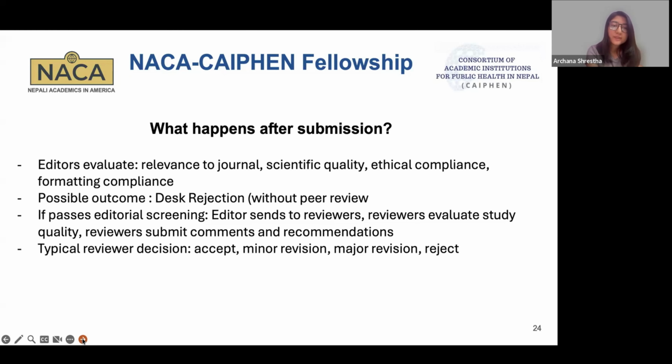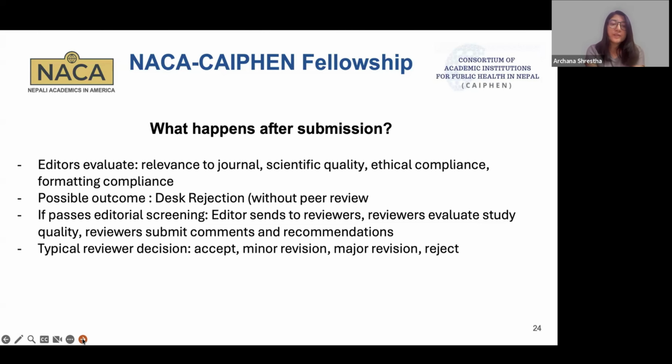Yeah, the possible outcome is desk rejection without even peer review, and it will happen I think within a week. A lot of journals just reject it within a week when you submit it if it does not meet their journal relevance or formatting. If it passes through the editorial screening, then editors send it to reviewers, and reviewers have to accept to review your paper, and then they would evaluate the study quality, and they submit comments and recommendations.